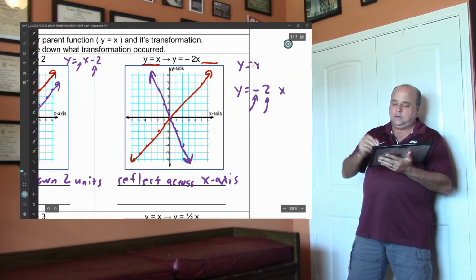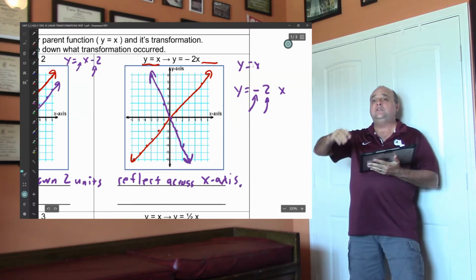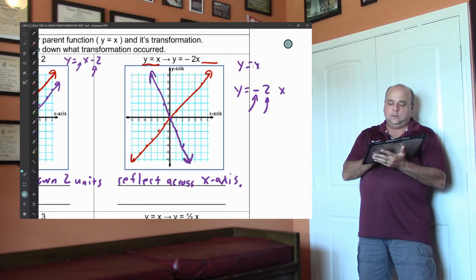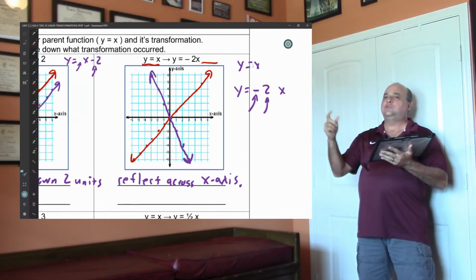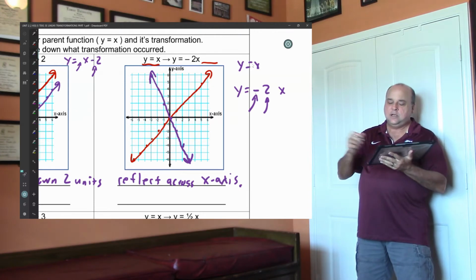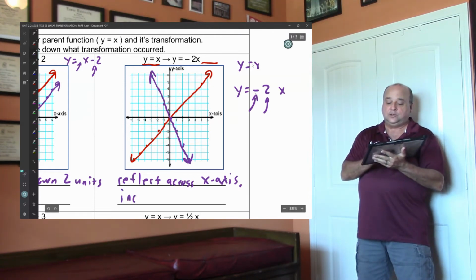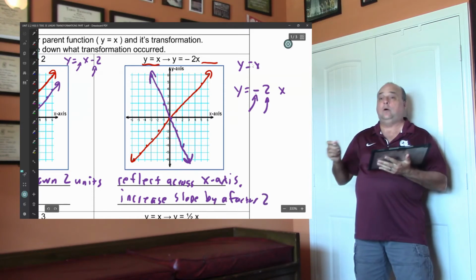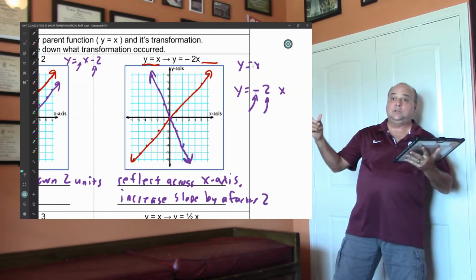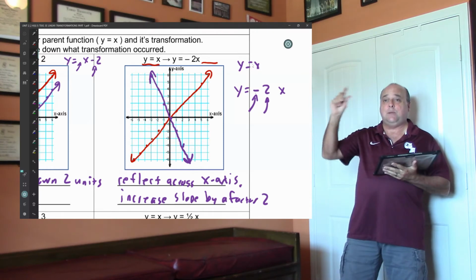Let me spell that right. And the 2 is going to make it more steep. Okay, increase the slope, let's say, because we're going to change this up in the next lesson. So increase the slope by a factor of 2, let's put it that way. That's the word you know now, okay? The word you know now is slope, so I'm just going to keep it like that to keep it simple.